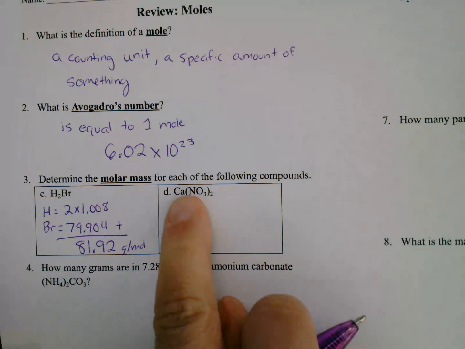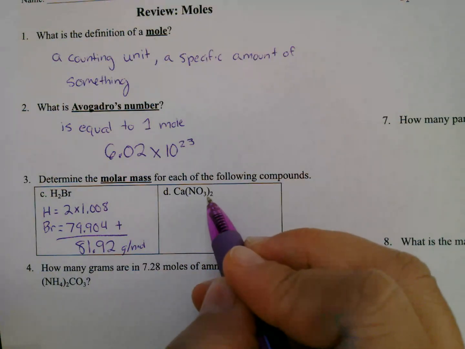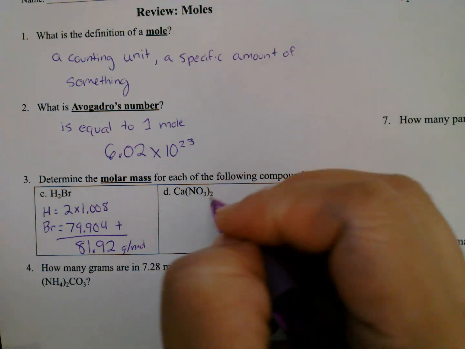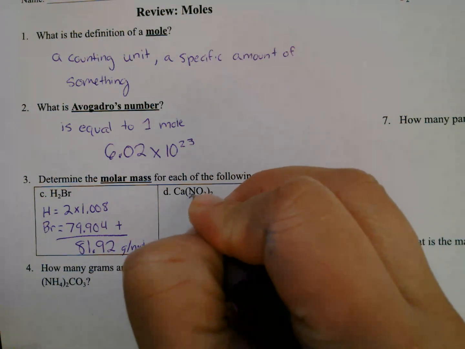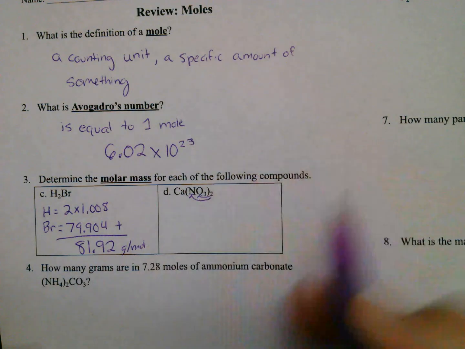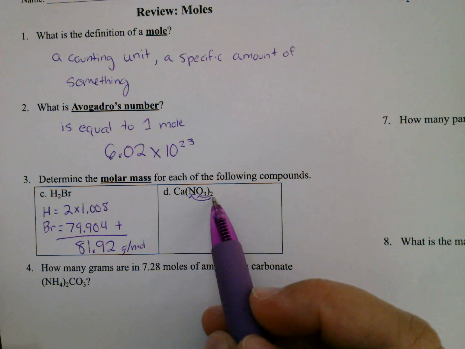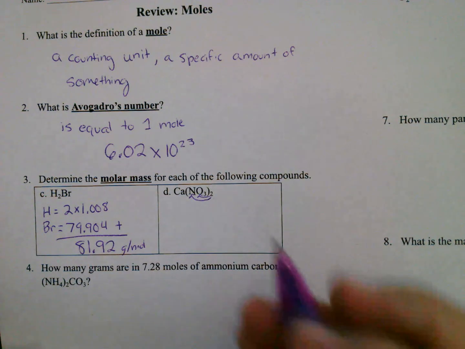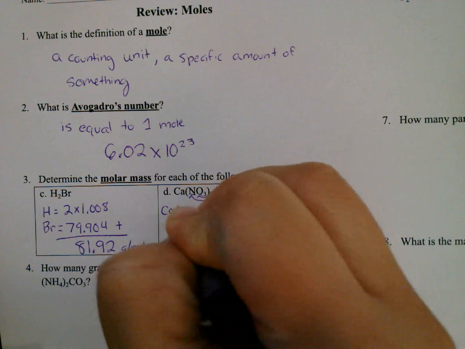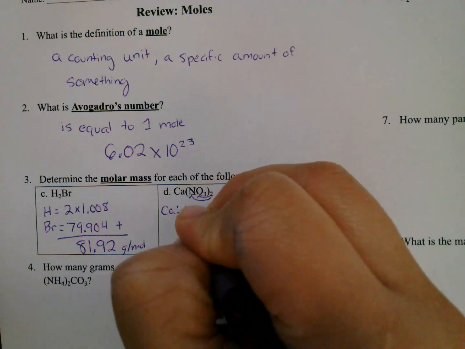For D, I have a calcium that's not in a parenthesis, so I just have 1. But then my NO3 is inside of a parenthesis, and there's a 2 on the outside, so I'm going to have 2 nitrogens. And then I'm going to have to multiply my subscript for oxygen, which is 3 times 2, so that'll give me 6 oxygens. So for calcium, it's just 1.